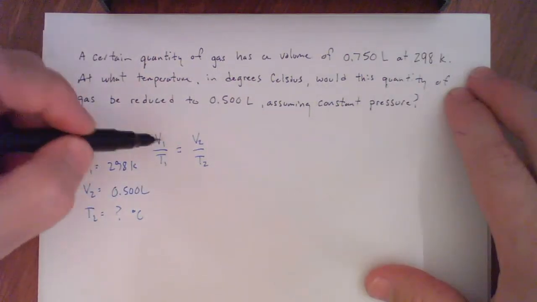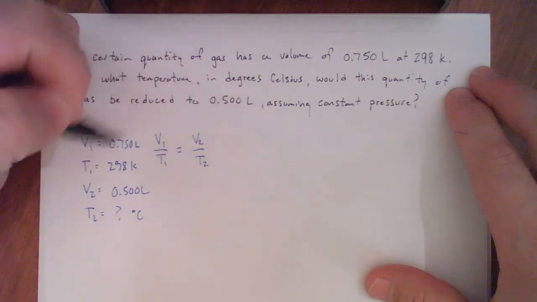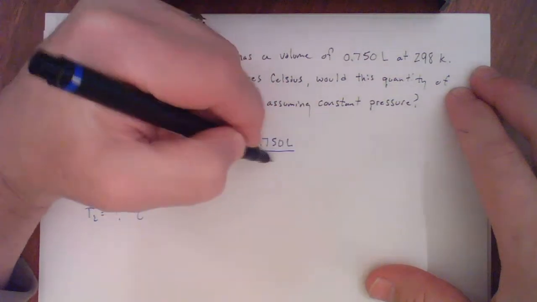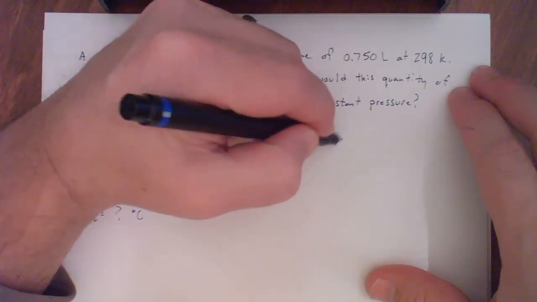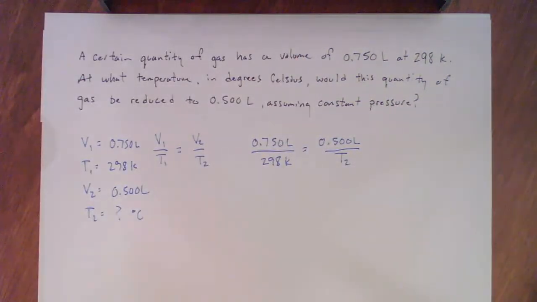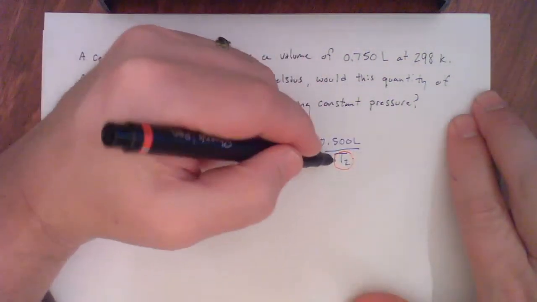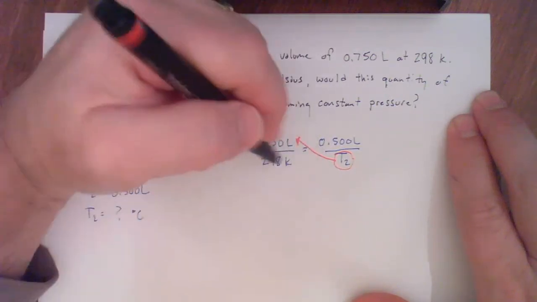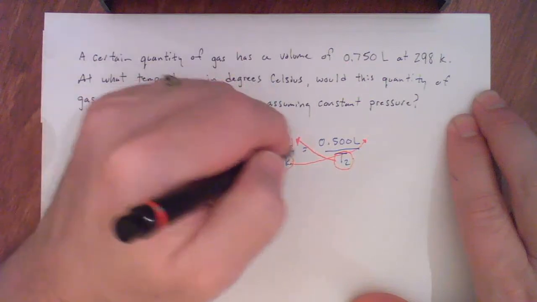So I've got my values set up, and I know what equation I'm going to use. Now I'm just going to set this up and solve it. I'm going to put my 0.750 liters over my 298 Kelvin equals 0.500 liters over T2. Now this is the trickier algebra problem. When that variable's in the bottom, we're going to bring that variable up here. We're doing a little cross multiply. So this one's going to go back up over here, and this one's going to go back down here.